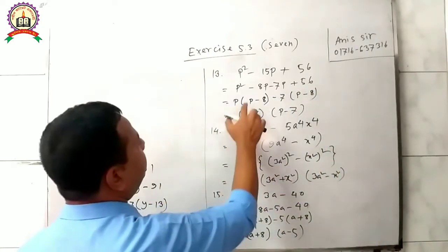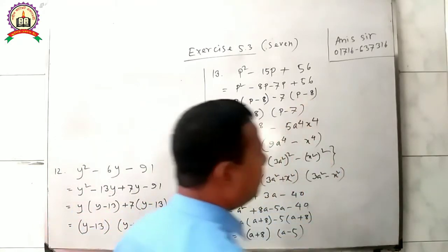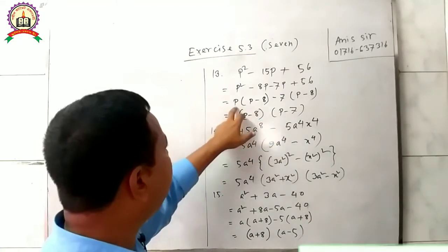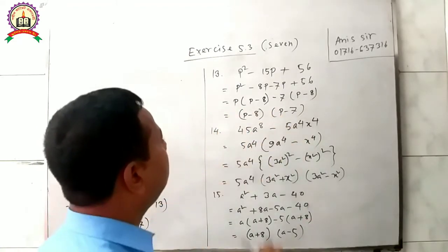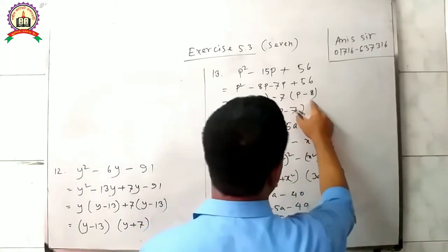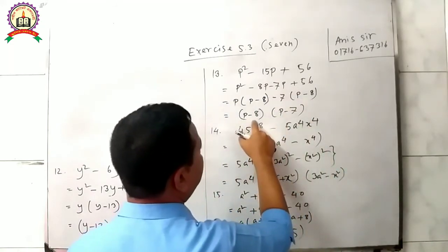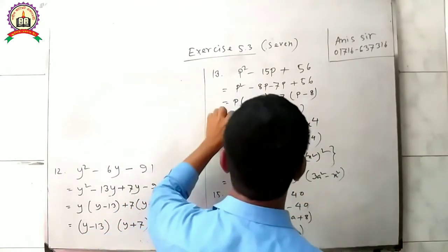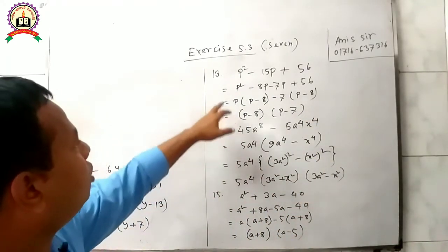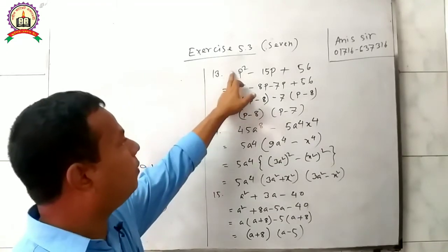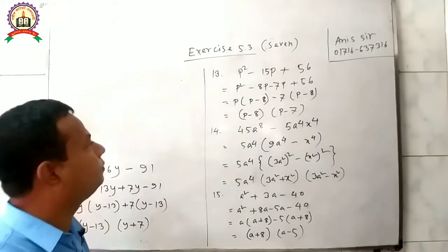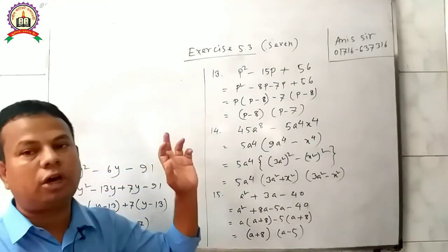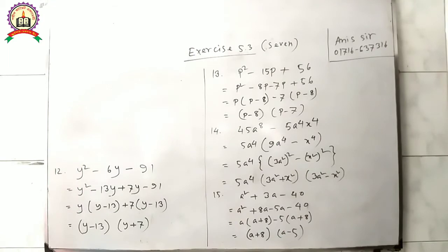So p minus 8 and p minus 8 are the same. So we have to take p minus 8 common, and then we get p minus 7. These are the two factors of this expression, and this is the answer. So 11, 12 and 13 you have to solve in the same way.